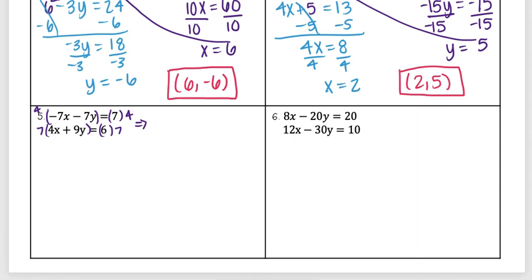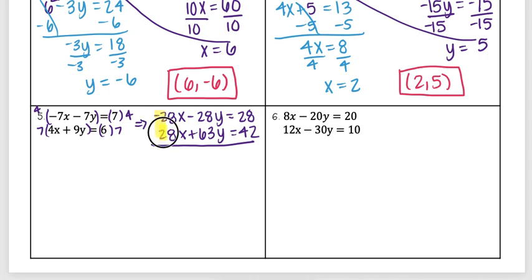And so the reason why I do that is because now these are both going to come out to being 28 in front. So when I multiply out this 4 here, 4 times -7, I get -28x. 4 times -7y, I get -28y. Then 4 times 7 is 28. And then when I multiply that bottom equation by 7, I get 7 times 4x is 28x. 7 times 9 is 63y. And then 7 times 6, I get 42.